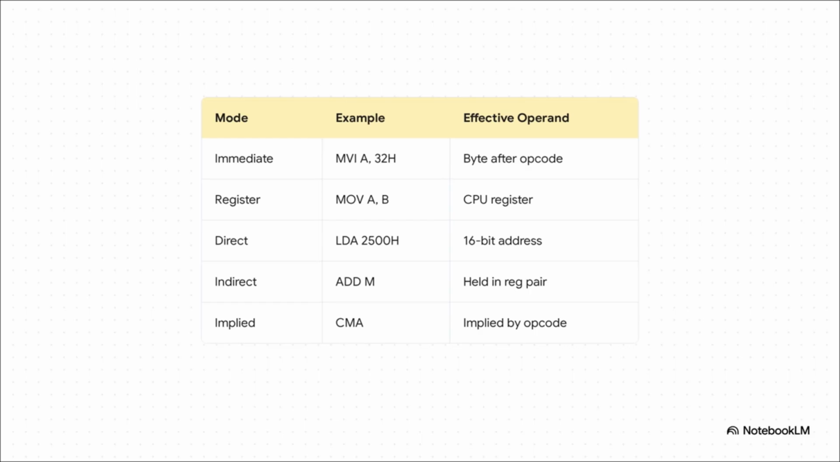Second, register. The data is just sitting inside a CPU register like B or C. Third, direct. The instruction spells out the exact 16-bit memory address where the data lives. Fourth, indirect. The instruction points to a register pair, usually HL, which in turn holds the address of the data, kind of like a treasure map. And finally, implied, where the instruction itself, like complement accumulator or CMA, implies exactly what register is being operated on without you even needing to state it.